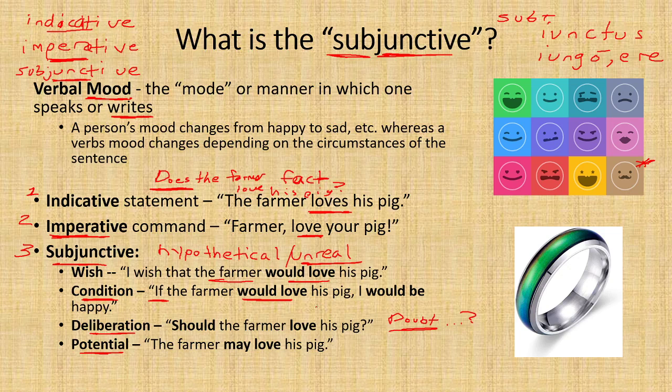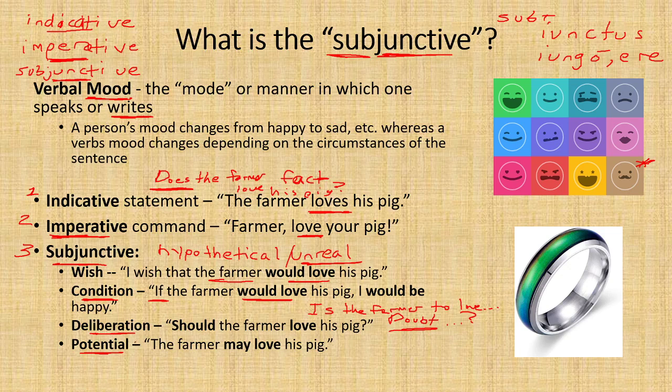Or another way that you'll see it written is you can say, is the farmer to love? So that's another way of phrasing it in English, but it's still the same idea. The subject is having some doubts, or he, she, or it is deliberating about this action. So is the farmer to love his pig? Should the farmer love his pig? It's the same idea. It's an expression of doubt or a hypothetical situation.